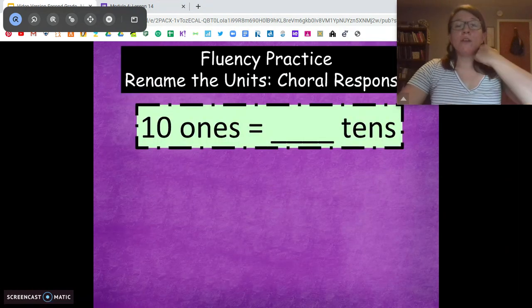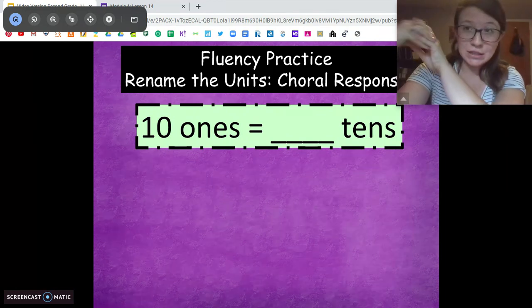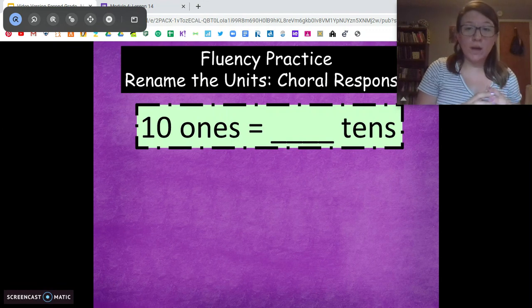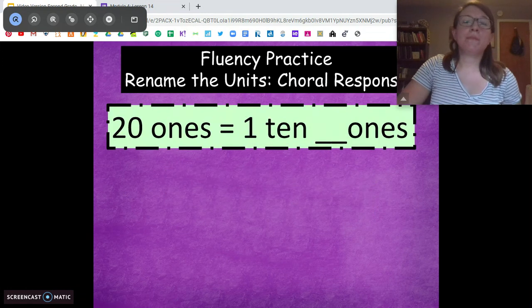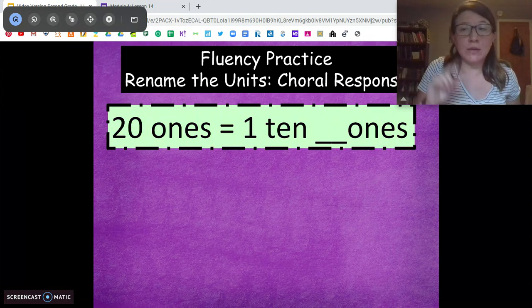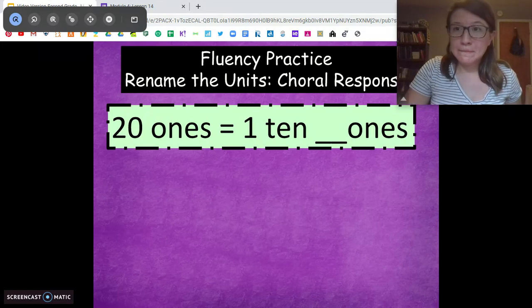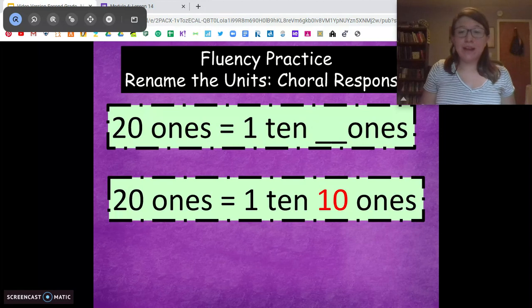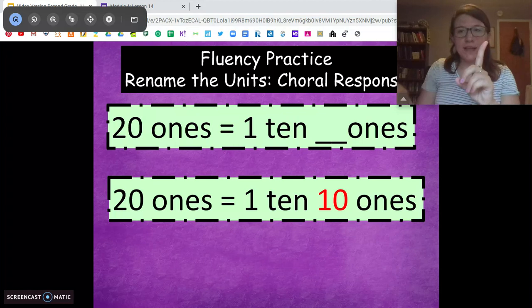Okay. For this one, I'm going to give you a number of ones, and I want you to tell me how many tens there are. So this one is 10 ones equals how many tens? 1. Very good. 20 ones equals 1 ten and how many ones? Think about what this is saying. 20 ones equals 1 ten and then how many ones? It's going to be 10 ones, right? We could move those 10 ones into a ten, but it's asking us to say how many ones. So 1 ten plus 10 ones, 10 plus 10 is 20.